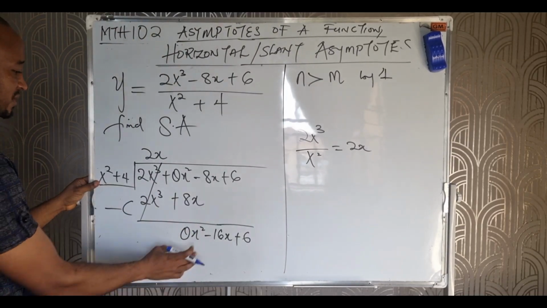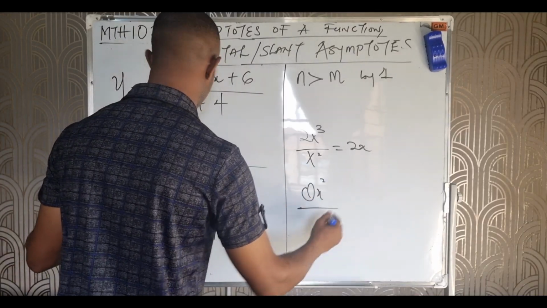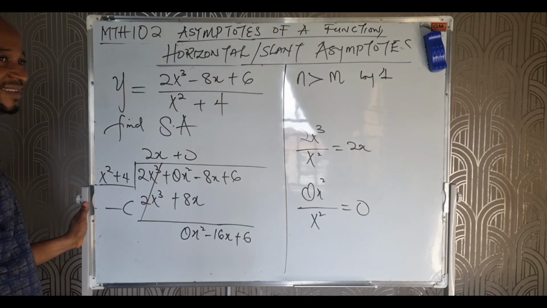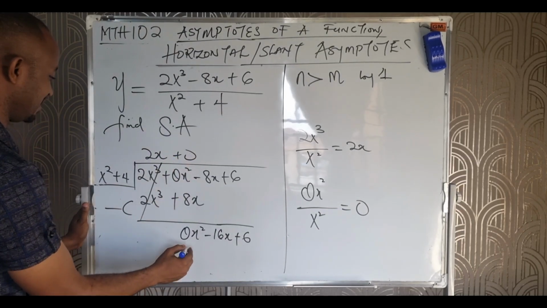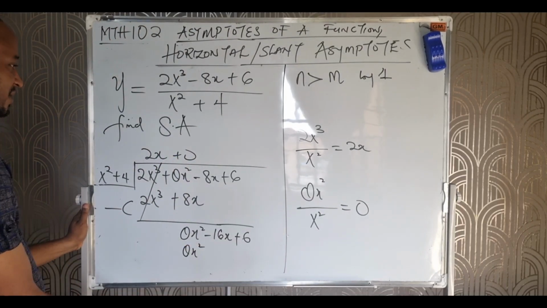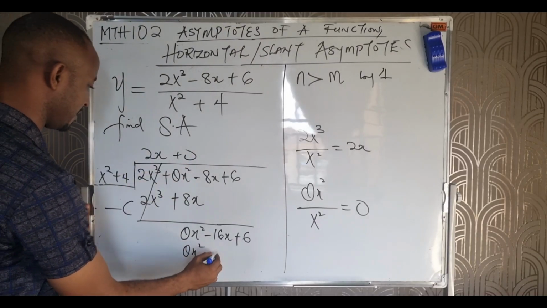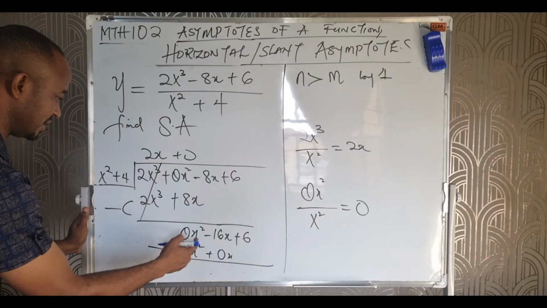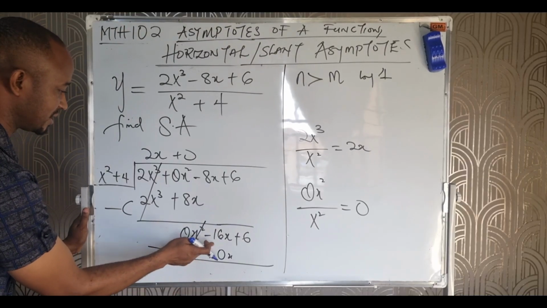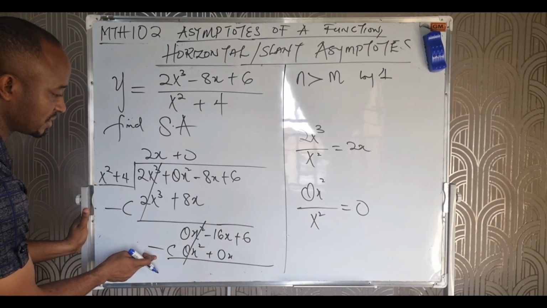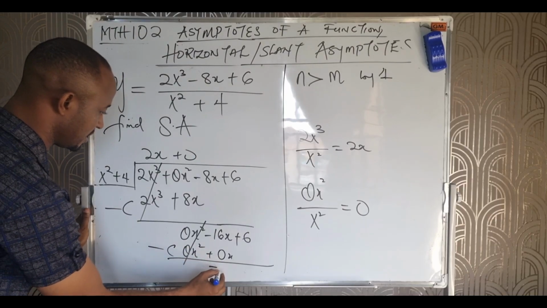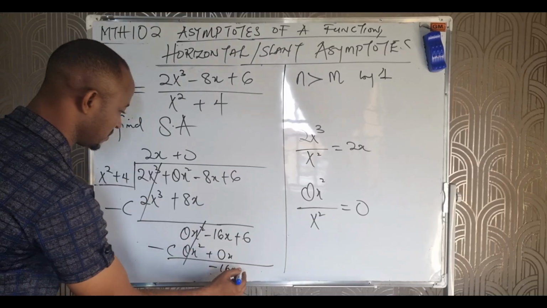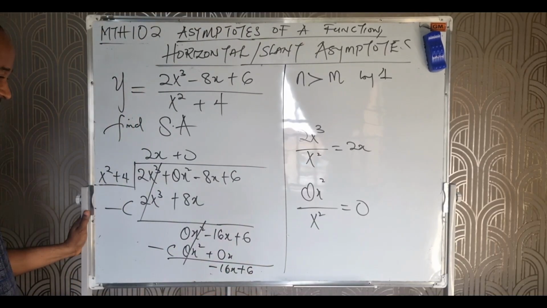I can further divide. So divide 0s squared by s squared. That will give us 0, so I'm going to have 0 here. 0 times s squared will give me 0s squared, and 0 times 4 gives 0. When we further divide, we subtract, and we are left with minus 16s. Here we have 6 minus nothing, which gives us 6.